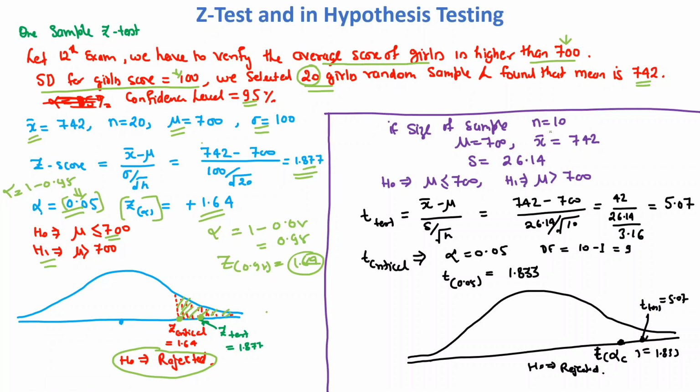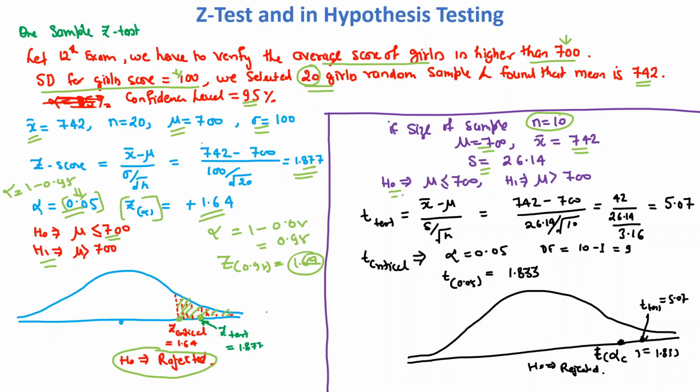Same way, if n is less than 10, and we want to solve this particular one sample test using the one sample t-test, in that case we will use a smaller sample size. Let's say n is equal to 10 and the rest of the things are the same. Let's say mu is equal to 700, x bar is equal to 742, and the standard deviation of the samples is 26.14. We are taking just for example.